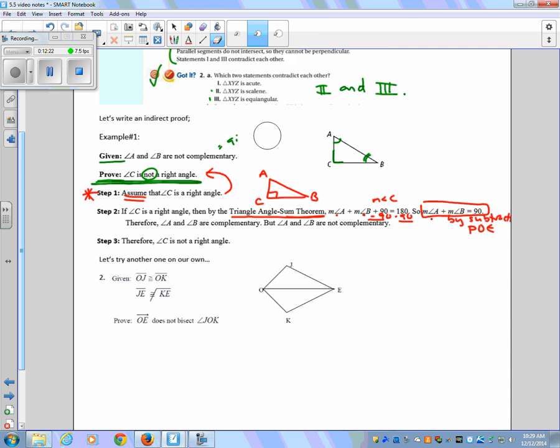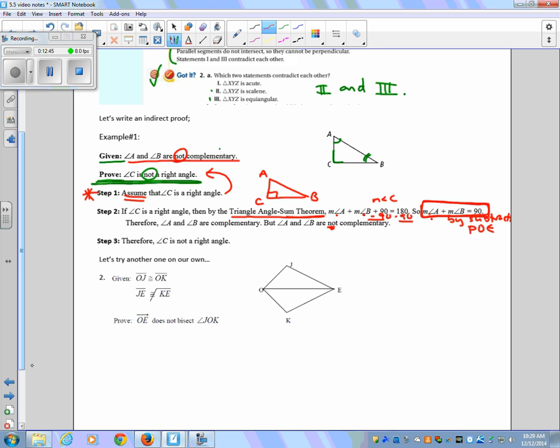Okay, sorry, I meant to go up here. I didn't read this very carefully. A and B are not complementary was the given. Not that they are complementary, but that they are not complementary. That's a big difference. So, therefore, by this subtraction property, we were able to say that measure of angle A plus measure of angle B equals 90.